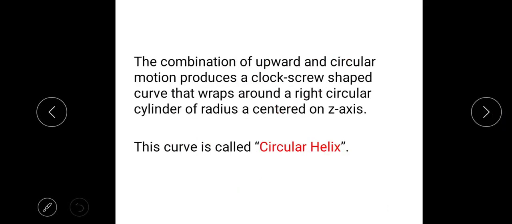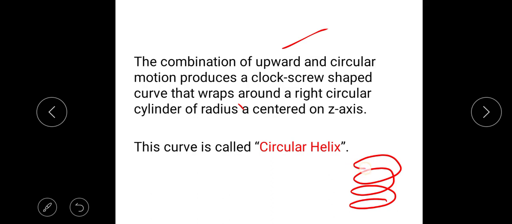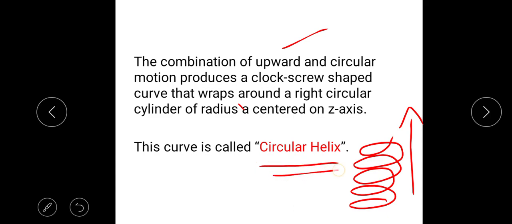Now the combination of upward and circular motion produces a corkscrew shaped curve that wraps around a right circular cylinder of radius a centered on the z axis. So we have a circle and the curve is moving upward. Okay, so what will we get? We'll get a picture like this. See, this is moving upward, the z component moving upward, and the base is in the form of a circle. And this is a very important, a beautiful curve which is called the circular helix.